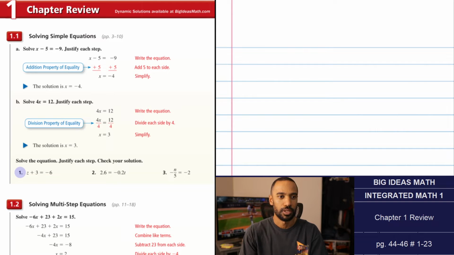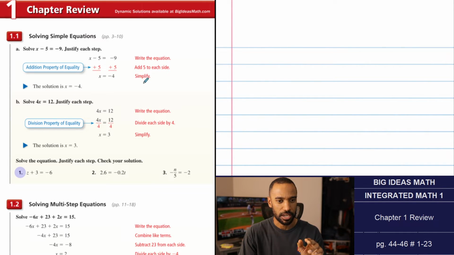We are going to look at section 1.1 on solving simple equations. Solving simple equations for the most part is just a single step to solve, whether it's adding, subtracting, multiplying, or dividing to both sides of the equation. They say justify each step for these ones.